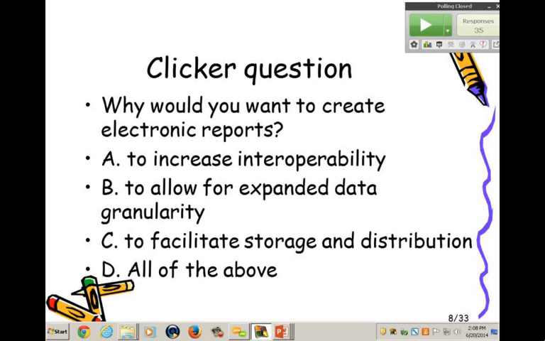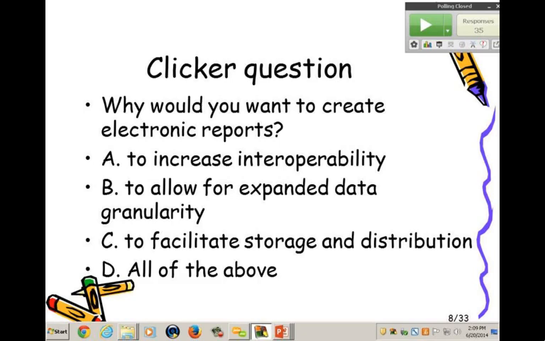Why would you want to create electronic reports? To increase interoperability. What does that mean? To allow two systems to talk to each other. Second thing, to allow for expanded data granularity. Granularity means more detail. How detailed is a balance sheet figure? Very non-detailed, correct? The other way, you drill down to get more granularity. The words expanding data granularity give kind of a double negative feeling, but it means making data more granular.